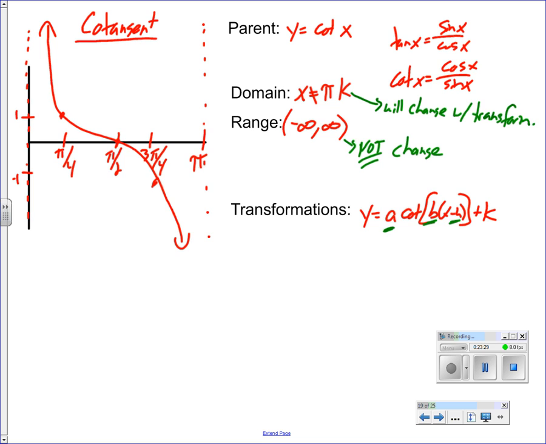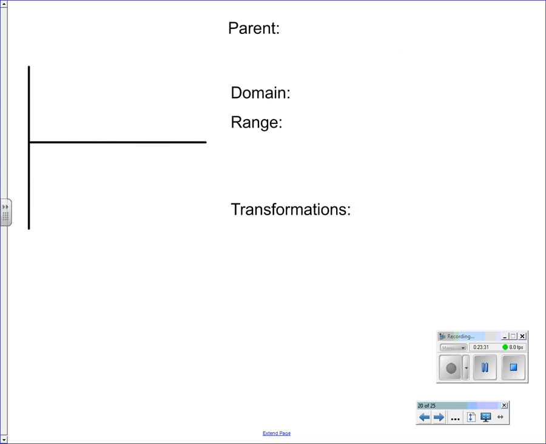So the last two parent functions to cover are secant and cosecant. Secant is a reciprocal function for cosine, and cosecant is the reciprocal for sine.